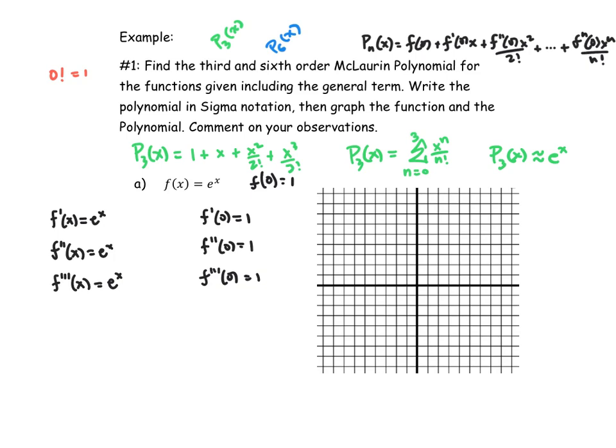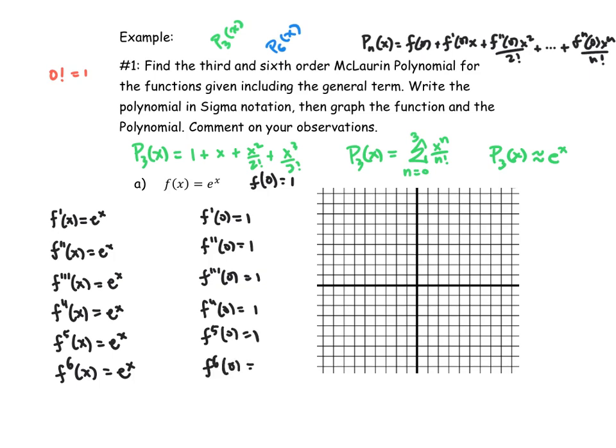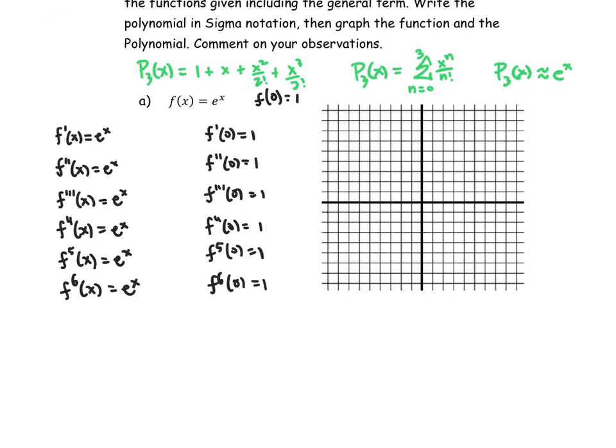Let's see, I gotta get back to my black pen here. Now, once I hit the 4th derivative, typically I don't use hash marks. But as you can see, this is pretty redundant with e to the x. So the 4th derivative at 0 is 1, the 5th derivative at 0 is 1, the 6th derivative at 0 is also 1. Let's build the 6th degree polynomial. So the 6th degree polynomial would be the 3rd degree polynomial plus a few more terms. So here's our 6th degree polynomial.